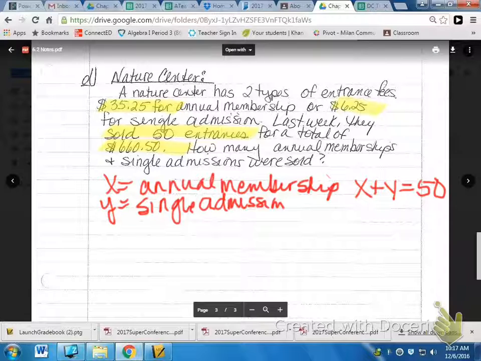Okay? Next, let's switch to money. Brought in a total of $660.50. Tells you how much each type is. Jared, what do you think the equation is? 35.25X plus 6.25Y equals 660.50.